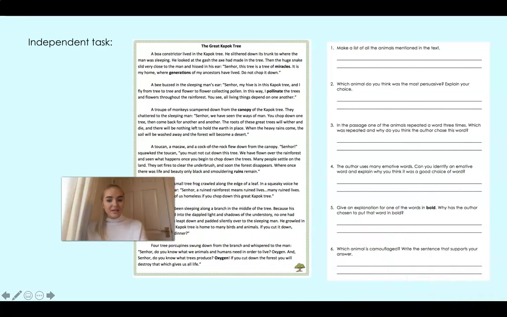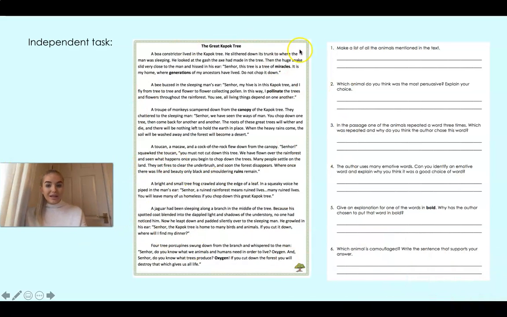Okay, your independent task for today then, you are going to read this text. It's exactly the same from yesterday, but all of the answers will be in the text. They will help you, okay? So you've got to work your way through the questions. I have tried to include some of the trickier questions in our learning today to prepare you for them a little bit, okay? Really try hard to think about the emotive words and the words in bold.